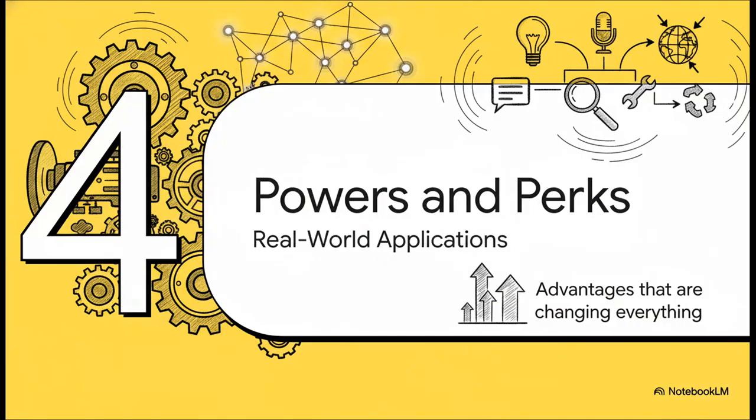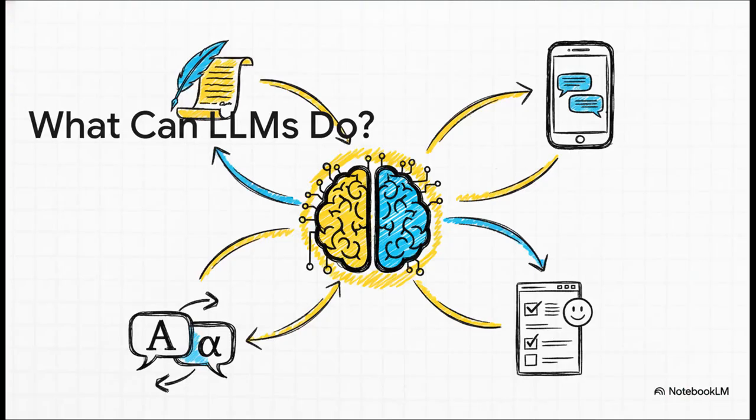Okay, so we've looked at the engine and how it's built. Now let's talk about what that engine can actually do. What are the real-world applications and advantages that are changing, well, everything? The list of what these things can do is just vast, and it's growing all the time. They can generate human-like text, everything from poems to computer code. They can do high-level language translation. They can analyze the sentiment of a product review, power conversational chatbots, and even finish your sentences in an email.